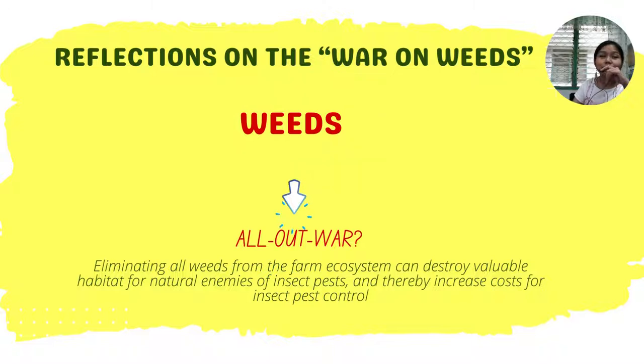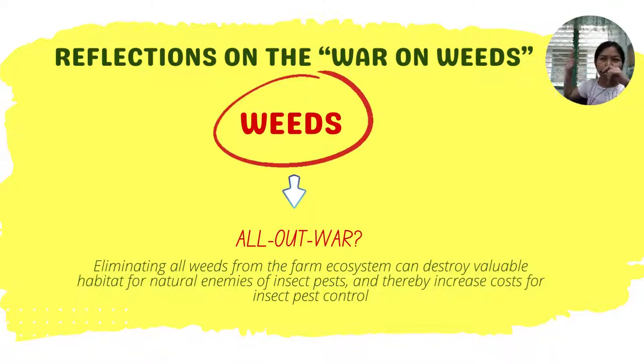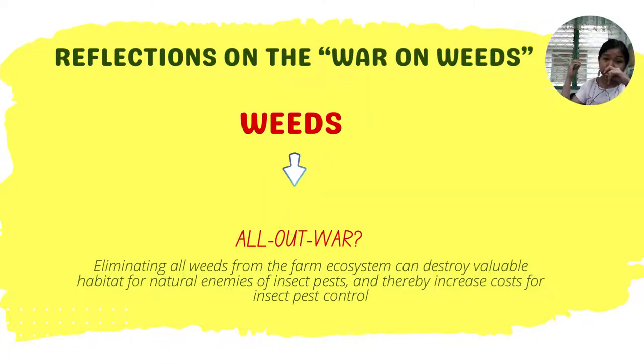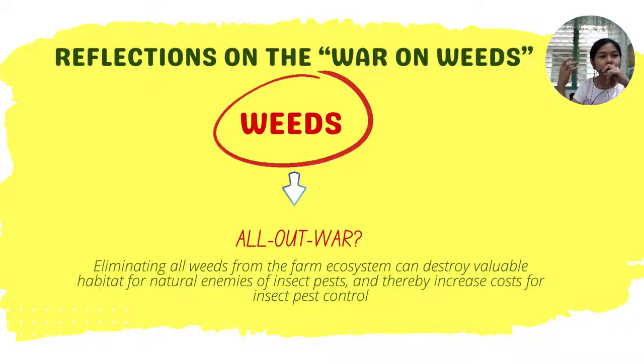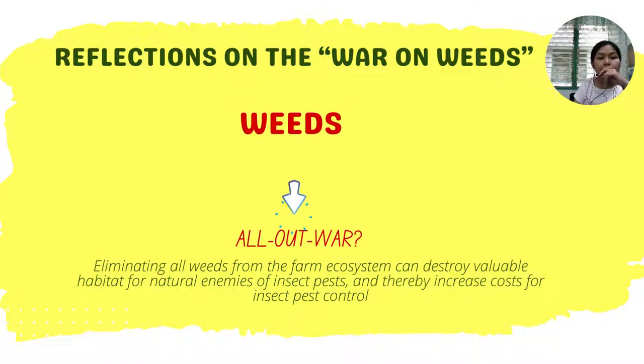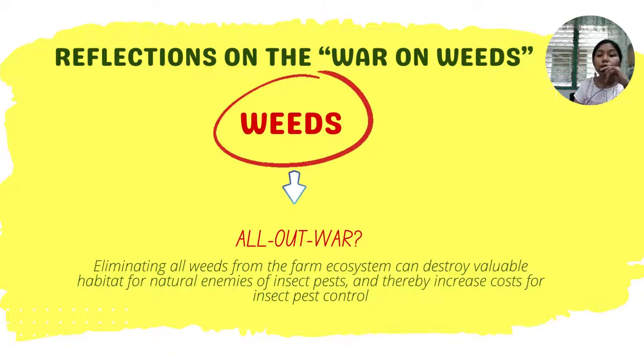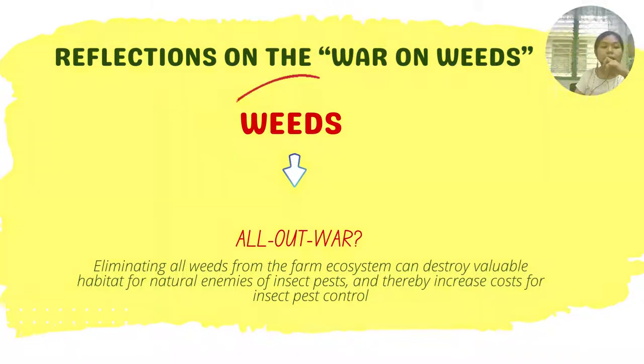So even if the farmer declares all-out war, using all the defenses, chemicals, maybe for the meantime, for a short period, the harvest is good, there are few weeds. But what would happen? It would also destroy valuable agricultural natural enemies of insect pests. Therefore, eventually, it would only increase the production cost for insect pest control or for other pests that are actually present in the area.